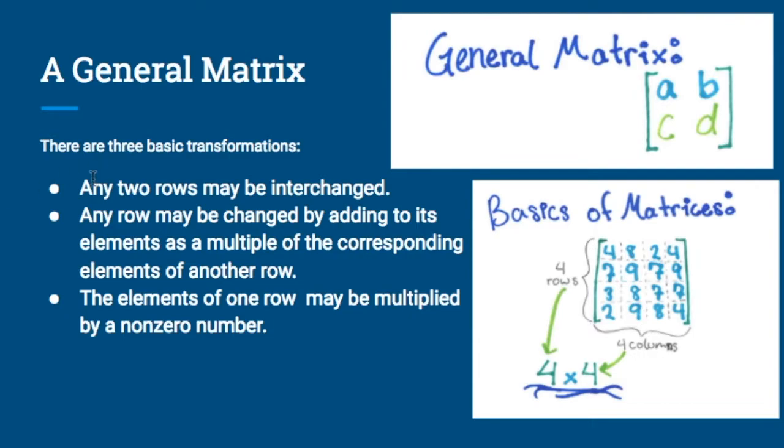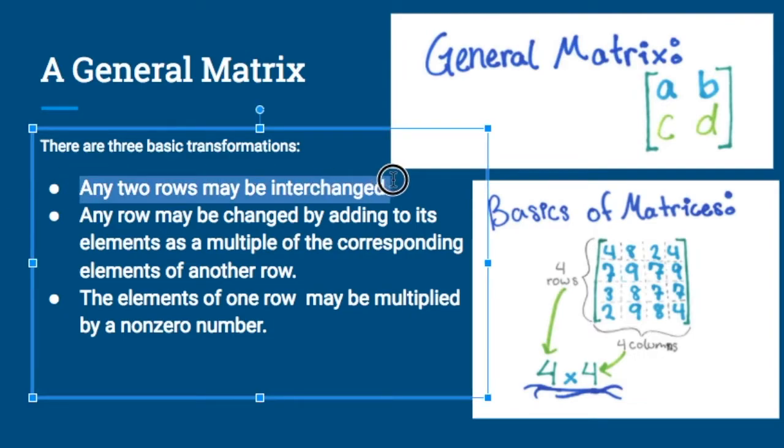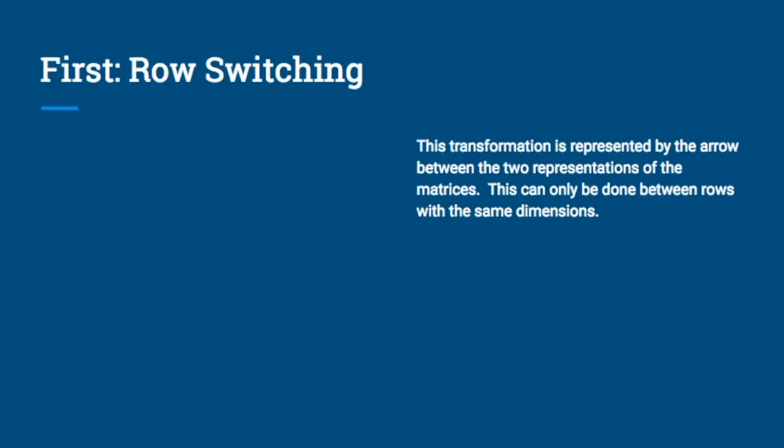So let's look at the first transformation, which is any two rows may be interchanged. Now, the first is row switching. This transformation is represented by the arrow between the two representations of the matrices. This can only be done between rows with the same dimension. Interchanging rows does not change the solution to the system.